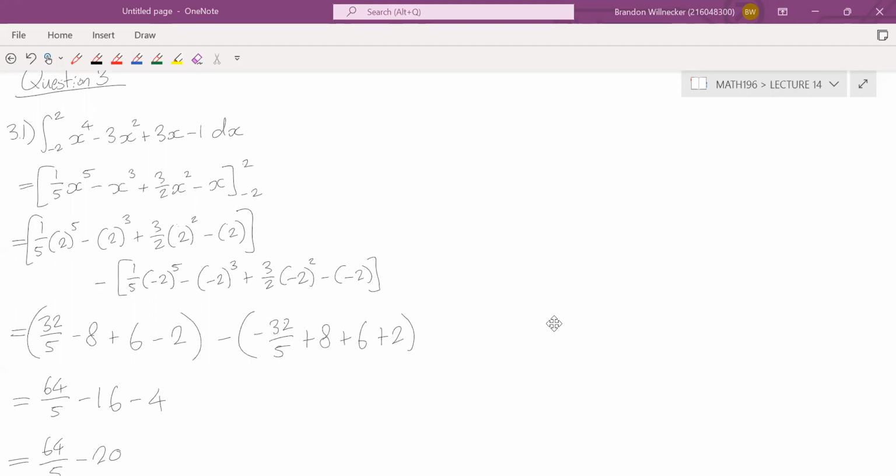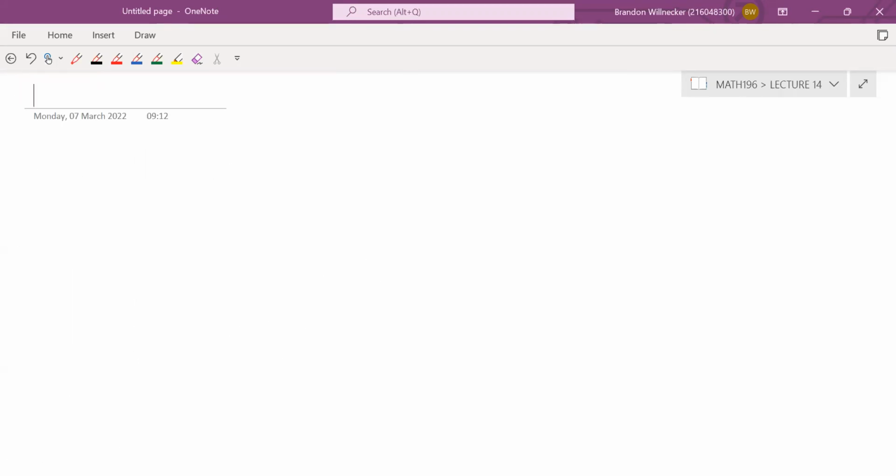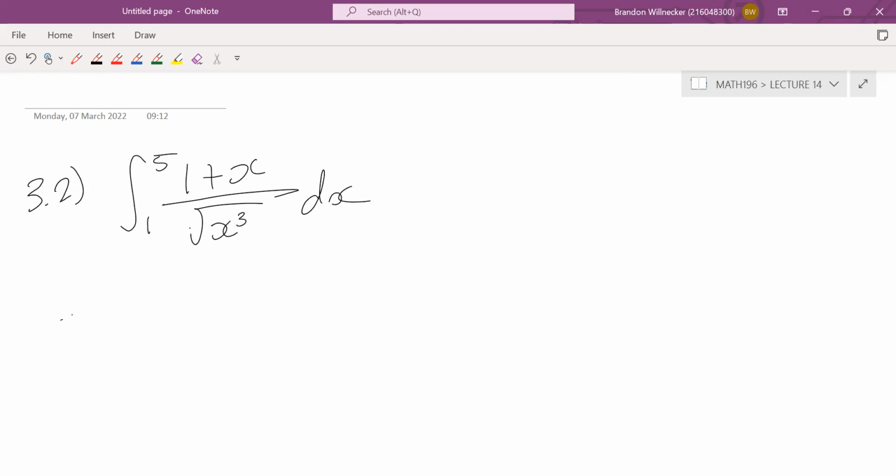Okay, so nice and easy. Let's take a look at the next one. 3.2. So here we have the integral from 1 to 5 of (1 plus x) over the square root of x cubed dx. So remember, we like to work with powers.